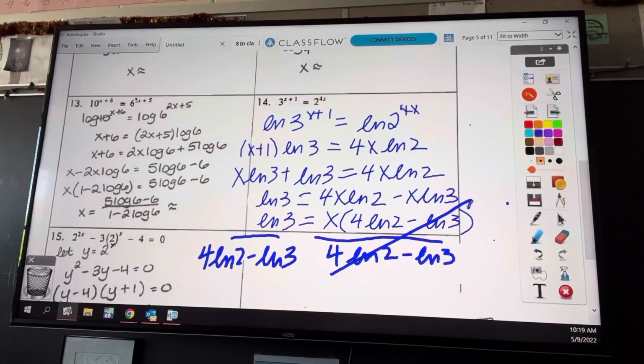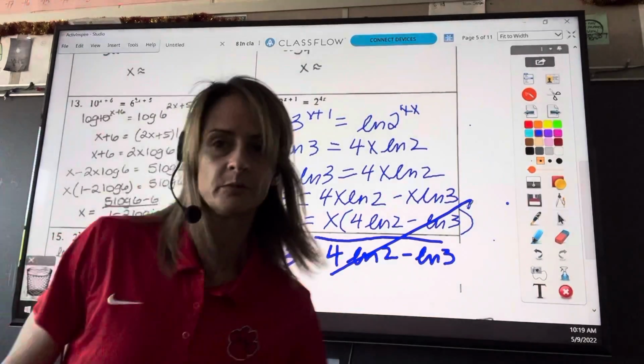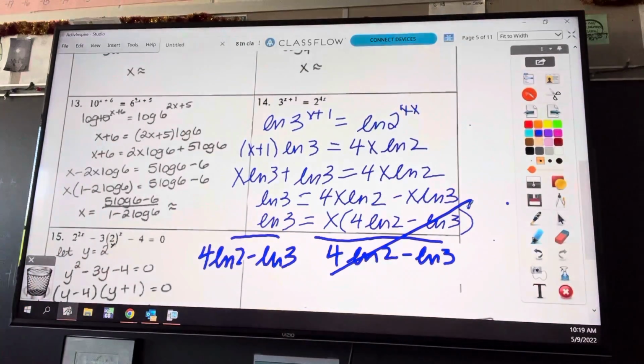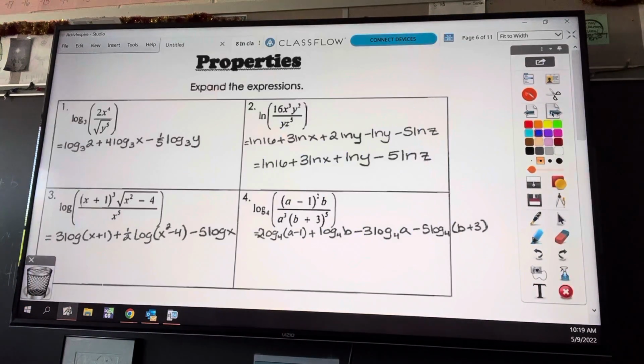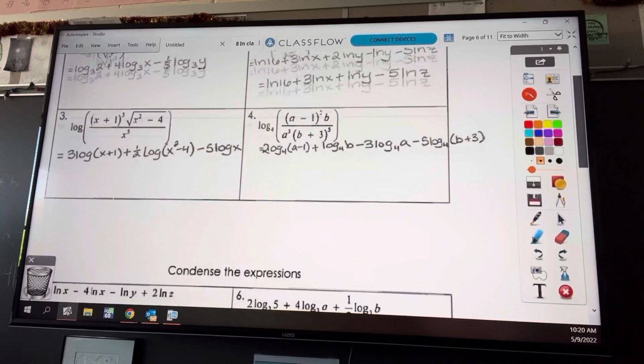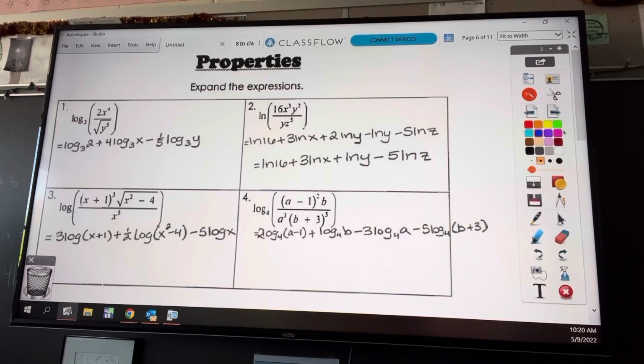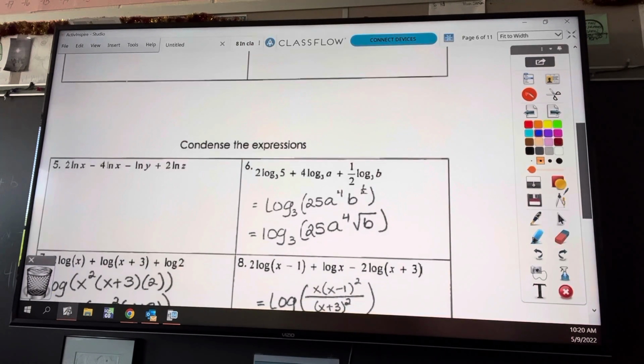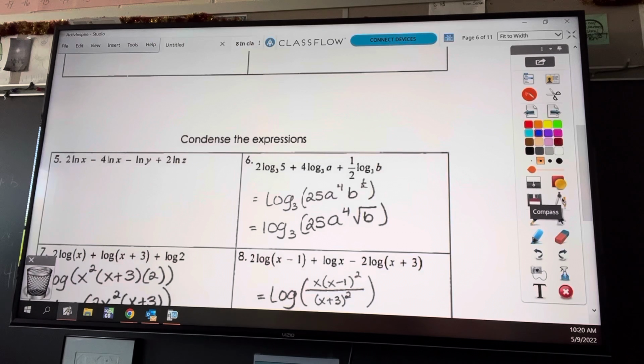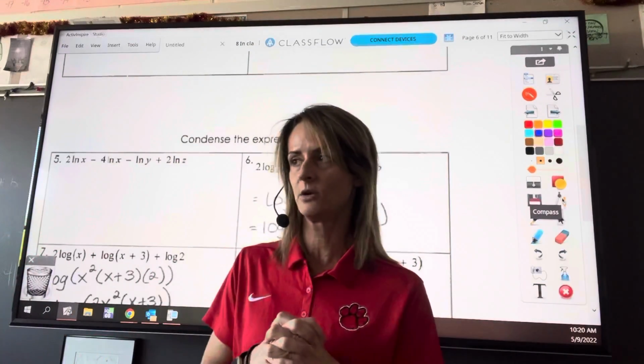Was I going to do one more problem? We still have 8 minutes. I think it's not bad to review condensing. Can you round the decimal if you want to? Yeah, what do the directions say? Use a calculator to find the decimal approximation for the answers. It doesn't say, but usually in pre-cal we try to round to the nearest thousandth, so 3 decimals.